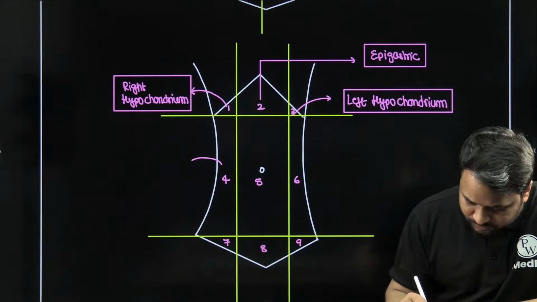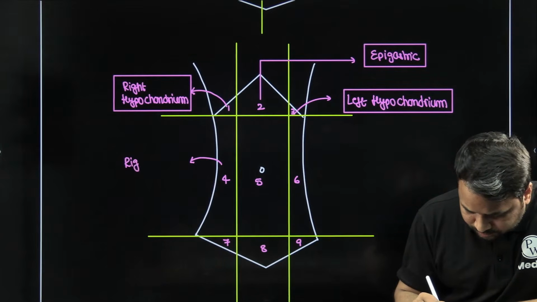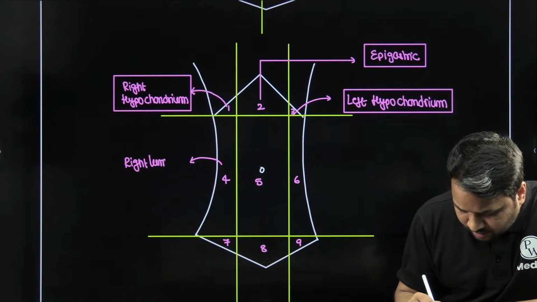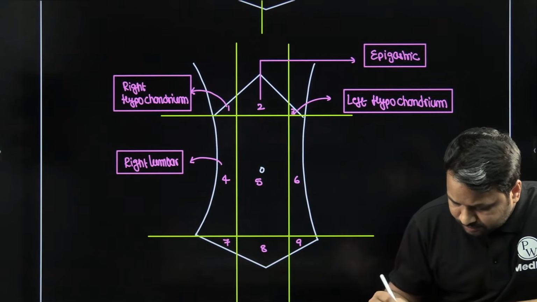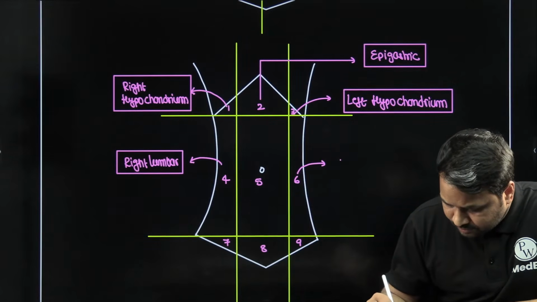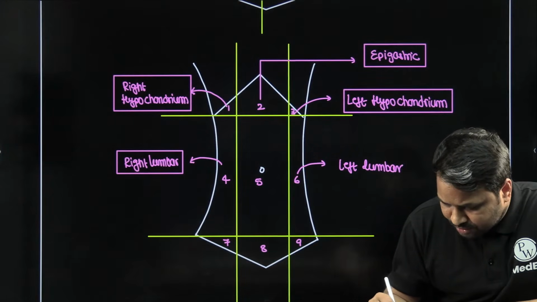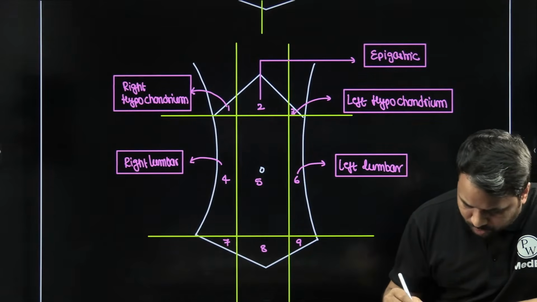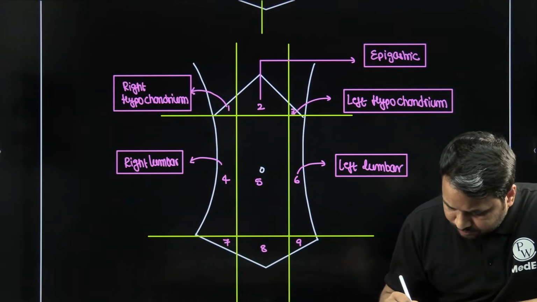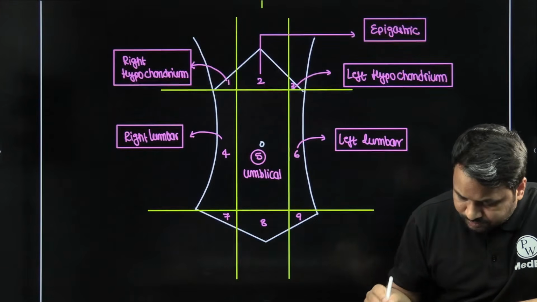Then you have region number 4. Region number 4 is going to be the right lumbar. Opposite to that is region number 6, that is going to be the left lumbar. So you have the right lumbar and the left lumbar region. The fifth one is what we call the umbilical region.